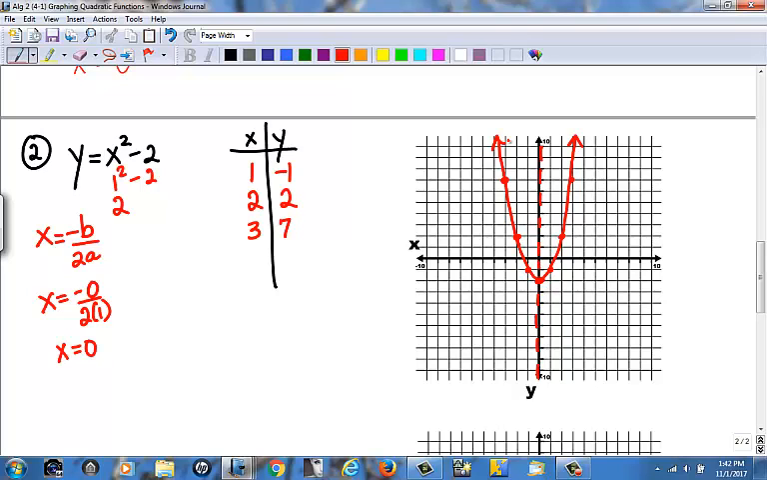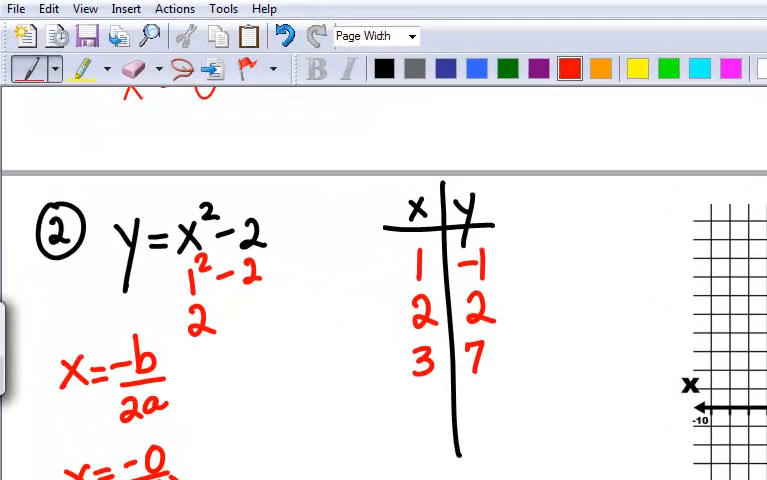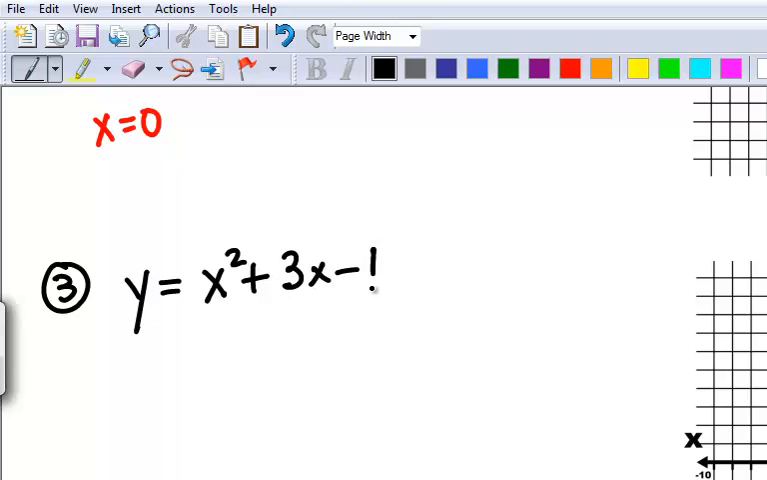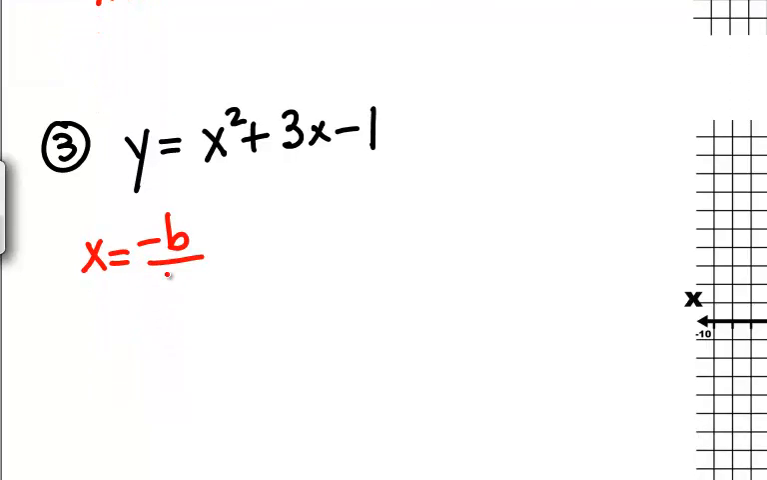Everybody okay with that one? Okay, another one. So you have y equals x squared plus 3x minus 1. Okay, first where is it going to cross? -1. The c value is -1. The axis of symmetry is critical. So figure x equals the opposite of b over 2a.